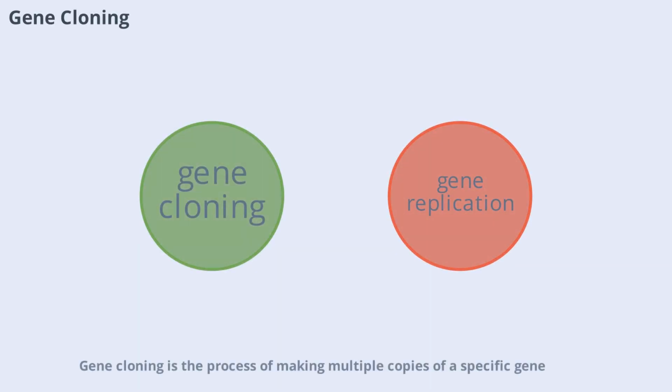Gene cloning is the process of making multiple copies of a specific gene. This is achieved by inserting the gene into a vector, such as a plasmid, and allowing it to replicate within a host cell. Gene cloning is essential for studying gene function, producing proteins, and creating genetically modified organisms. It's a fundamental technique in genetic engineering.